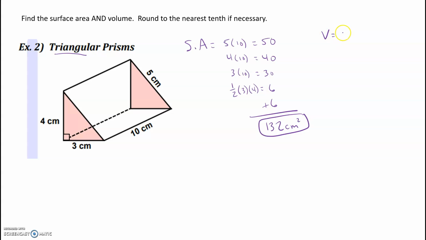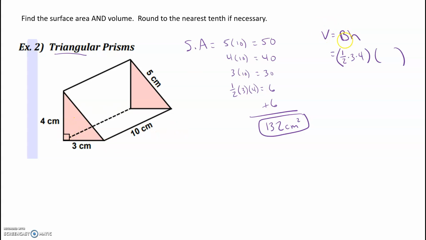Volume. So volume is still, if you have two bases, your formula is still area of the base times the height. Now here's the difference. Area of the base, my base is a triangle, so you have to find the area of that triangle, which we actually already found, but we'll do it again. Remember, area of a triangle is 1/2 base, which is 3 in this case, times height, 4.